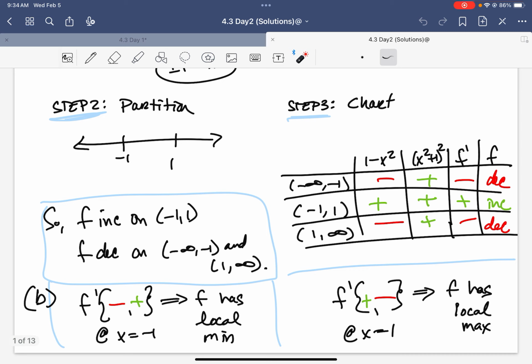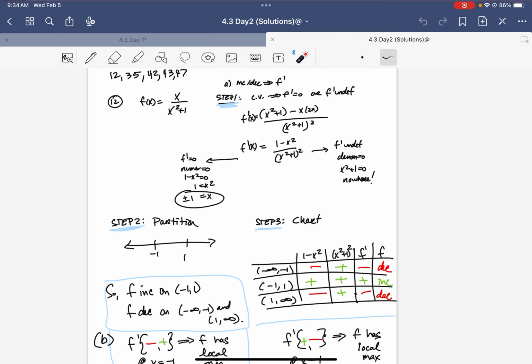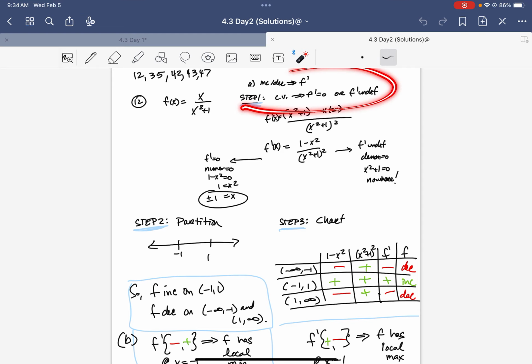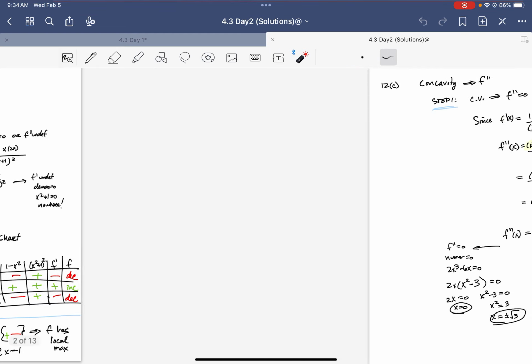So we can continue in that fashion and get the whole chart and let the reader know where it's increasing and decreasing. And then this is how we tell where local min and max are. F prime changes sign from negative to positive at x equals negative 1, which means f has a local minimum. It goes down to up, so it must be a local minimum. Same thing for local maximum. Notice how well it's written out. Yours should look similar because you're thinking about how is the reader going to look through my work.